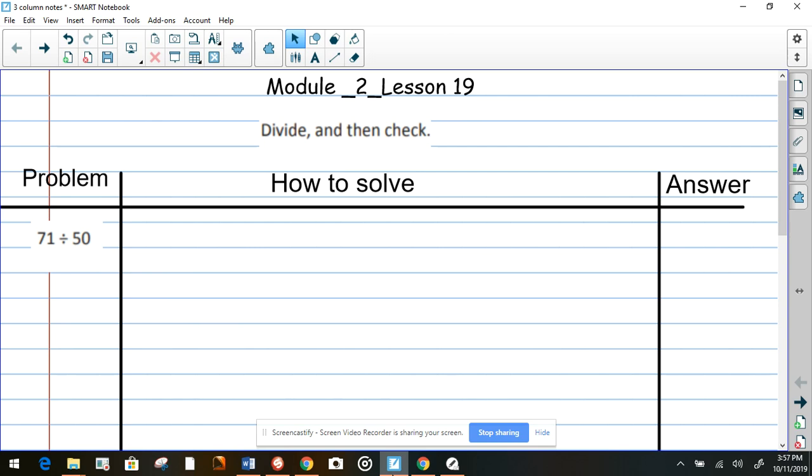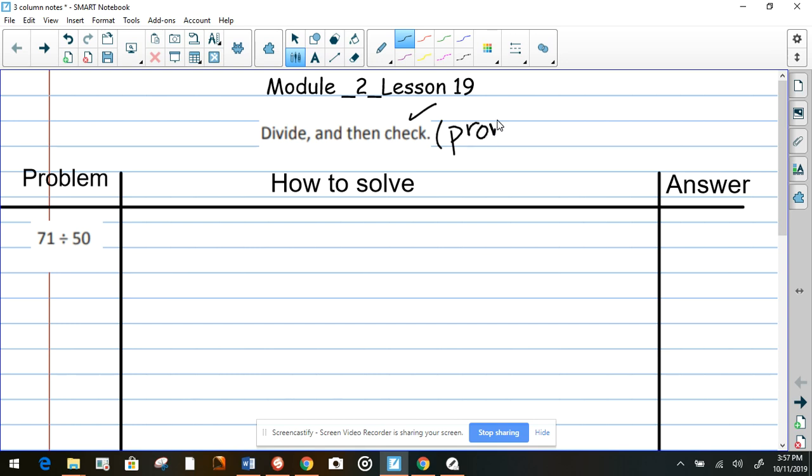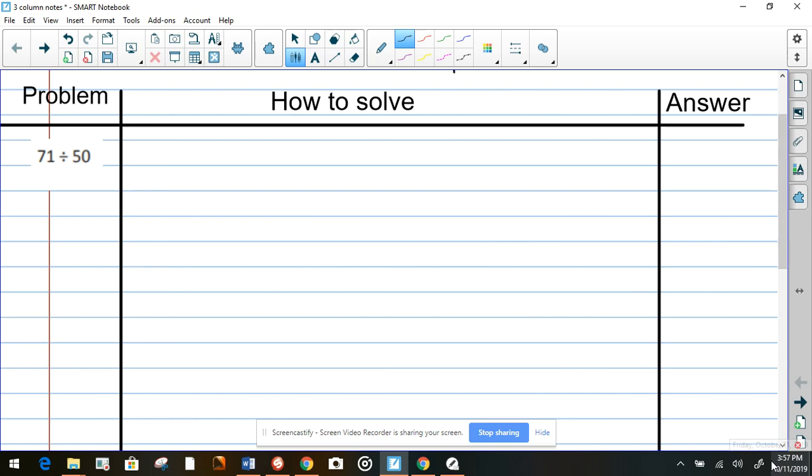Okay, now let's look at Module 2, Lesson 19. We are now getting into division, and we have to show our work and check. We gotta prove that it is correct. Okay, so this is a straightforward division.